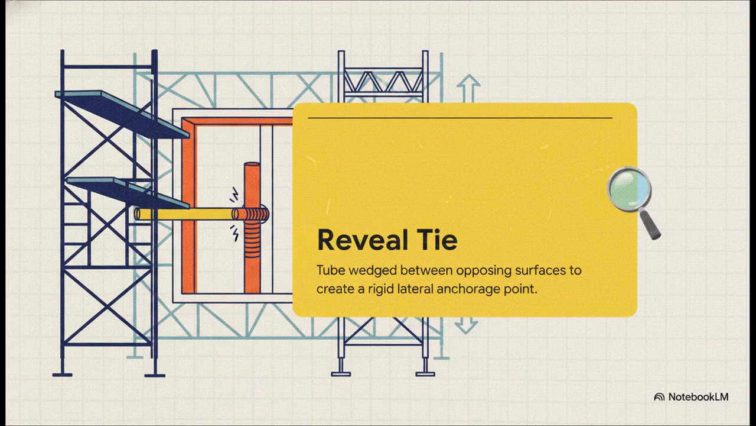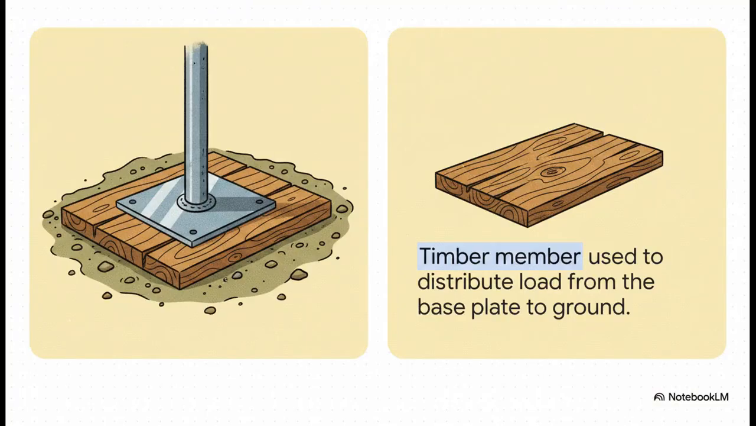This gives you a rigid lateral anchorage point, ensuring the scaffold never sways away from the building. And of course, all that weight has to go somewhere, right? The base plate is a rigid steel plate sitting at the very bottom of the vertical upright. Its job is to take the massive, concentrated point load of the steel column and distribute it slightly.